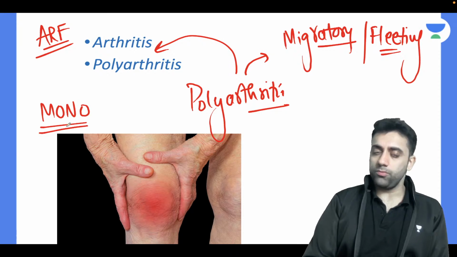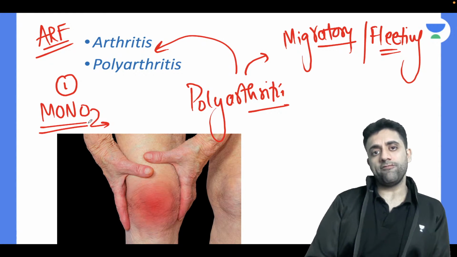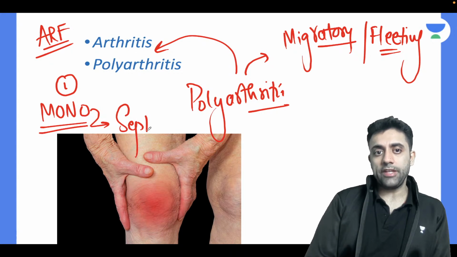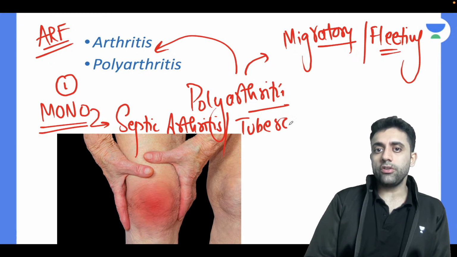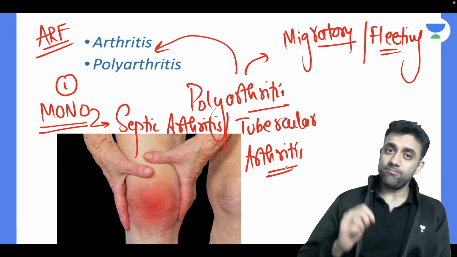Poly means more than 4 joints involved, right? And mono means a single joint involved. I ask you, what is the example of monoarthritis? Can we think of septic arthritis? Yes or no? Can we think of tubercular arthritis? So septic arthritis and tubercular arthritis are examples of monoarthritis.